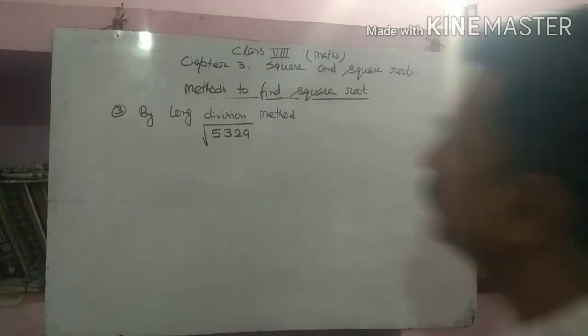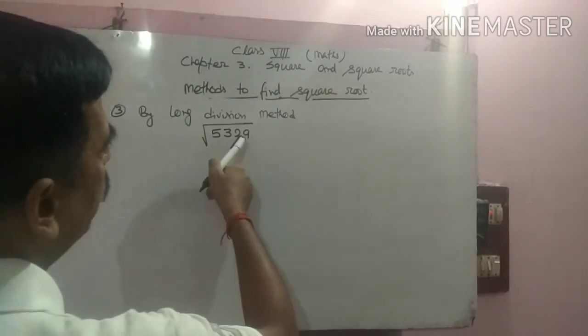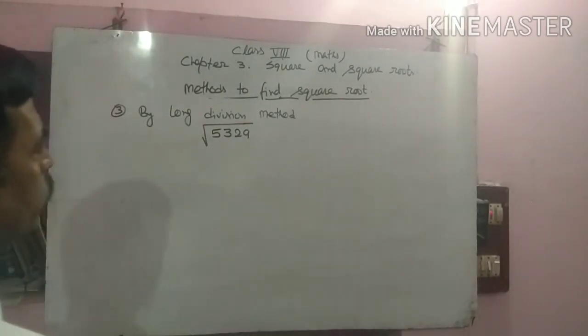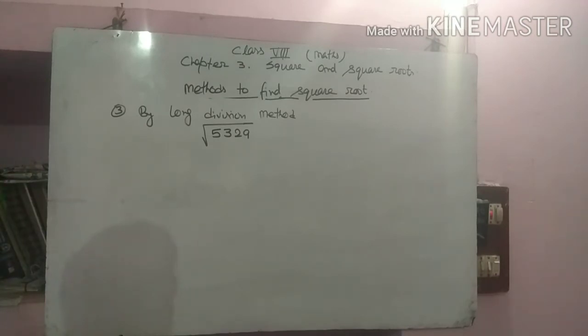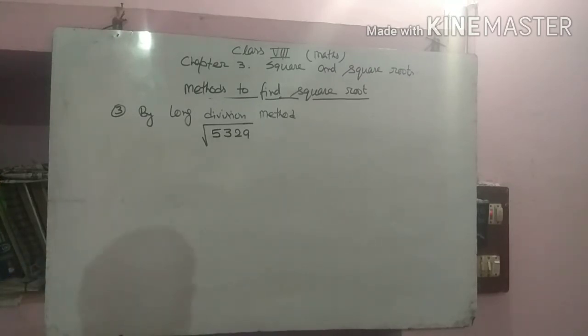The third method is the long division method. Suppose this number 5329 is a perfect square. We have to find the square root of 5329 by using the long division method.